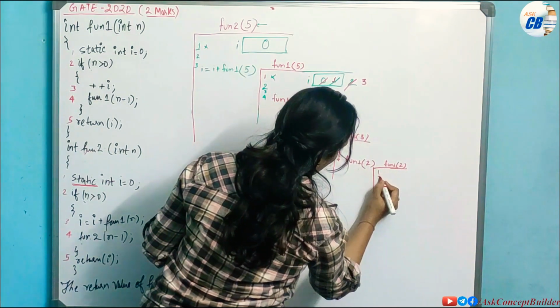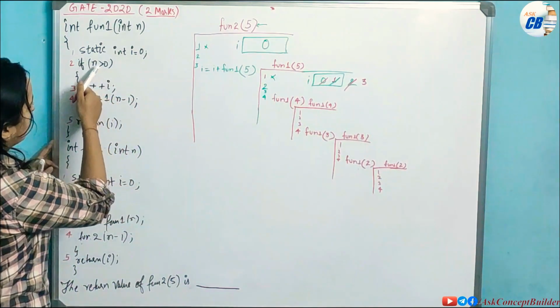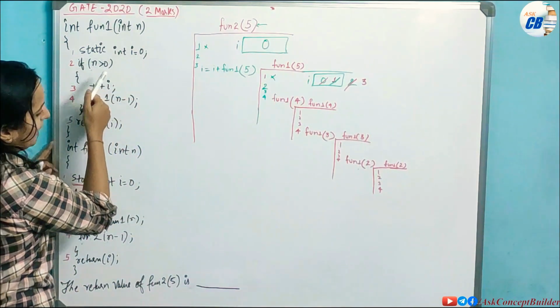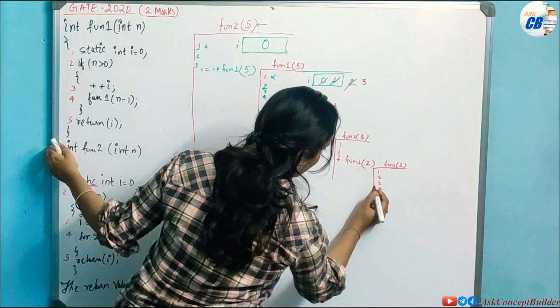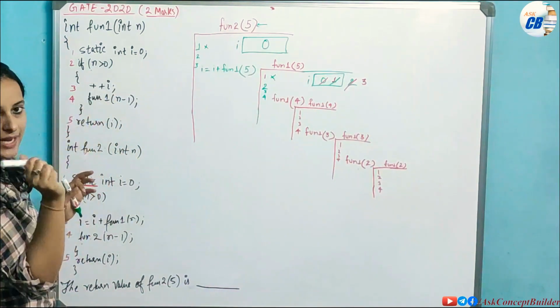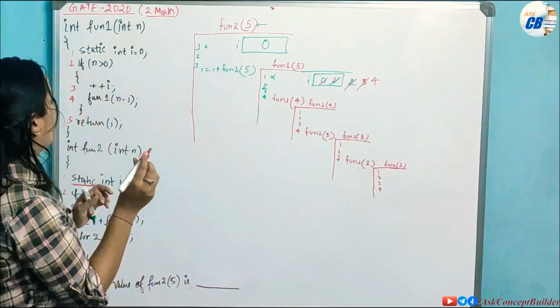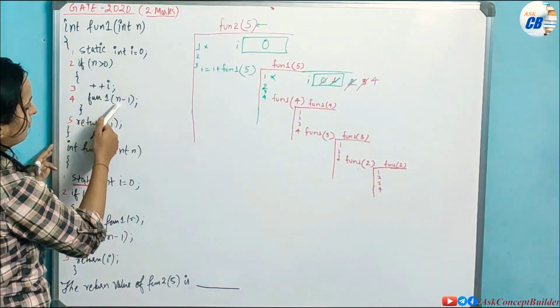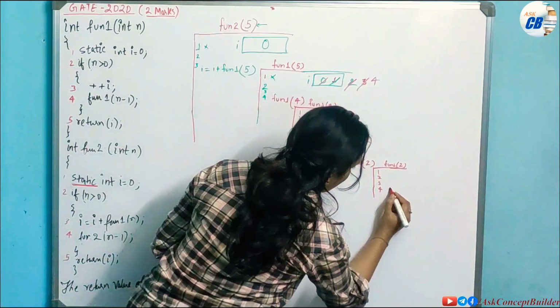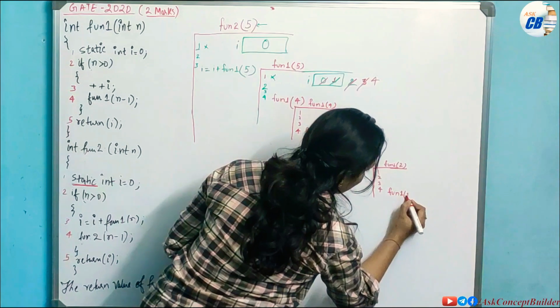Fine. Now again all the statements will be executed. The first statement it will skip. Now what is the n value? The n value is 2, and 2 is greater than 0, the condition is true. You will increment ++i, again incrementing i by 1, so i will become 4. Now again the fourth statement, fun1(n minus 1), will be executed. n minus 1 is 2 minus 1, which is 1.